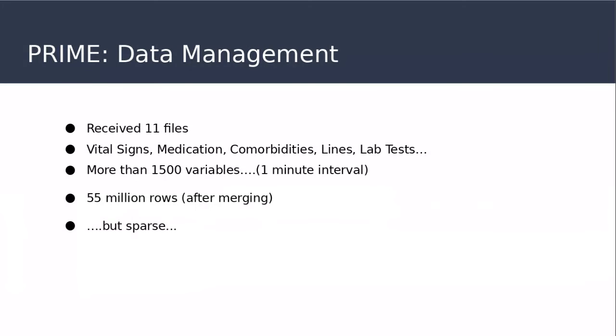And so when we actually got to the point where we got the data, we received basically 11 files, right? There was information about the patient's vital signs, the kind of medication they were on. In the beginning, there were comorbidities. I don't think at this point we have used them yet.